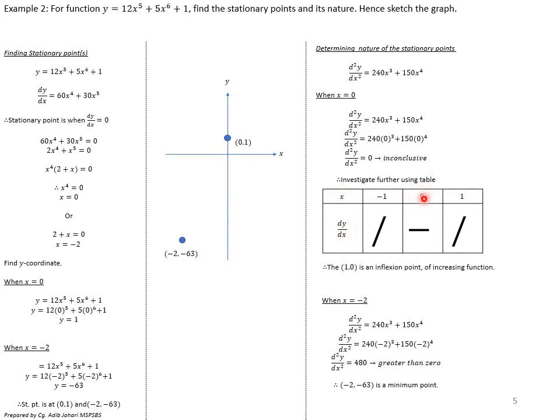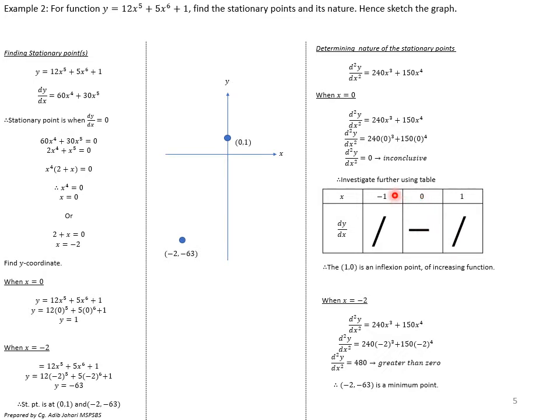So when you substitute 0 inside your dy over dx, not d square y over dx square, okay, dy over dx, because this test is failed, it's inconclusive, so you have to use the gradient dy over dx. If you substitute 0 inside your dy over dx, you know you're going to get 0, which means a stationary point, which means a flat gradient.